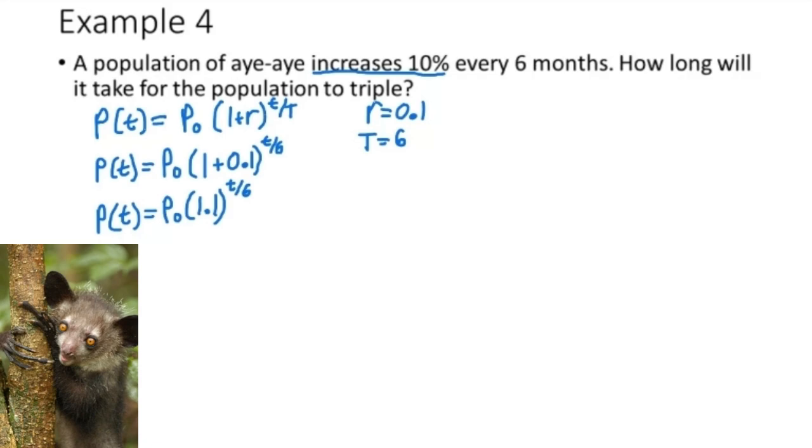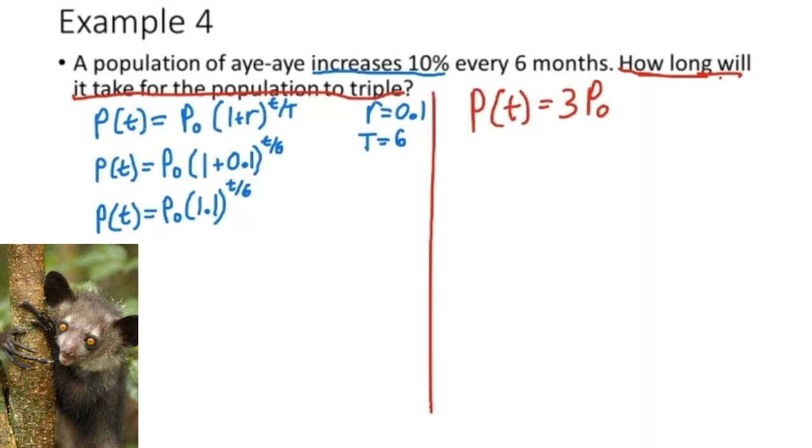So let's check the question to see if I actually need the initial population. The question is asking how long will it take for the population to triple? This means we're trying to solve the equation P of t equals 3 times P sub 0, where the 3 P sub 0 would represent the population of our II after it is tripled from the initial value. We already know so far that P of t is P sub 0 times 1.1 raised to the t over 6 power. And if we compare the left-hand side and right-hand side of our equation, notice P sub 0 is a common factor.